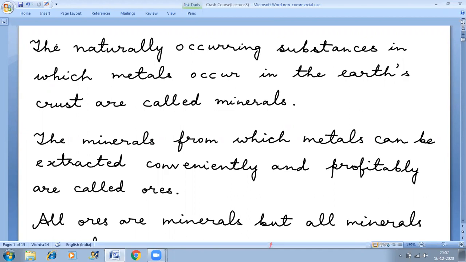An ore will only be that particular mineral from which I can obtain sufficient quantity of the metal and I can sell it and I can earn money from it. So profitably word is extremely important when you define an ore. So the ore is such a mineral from which the metal present in that can be conveniently and profitably extracted and then sold or used for commercial purposes.